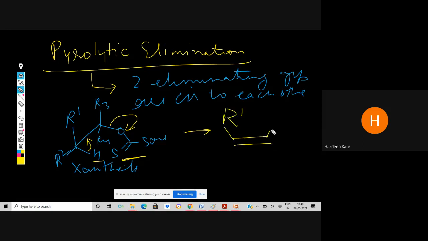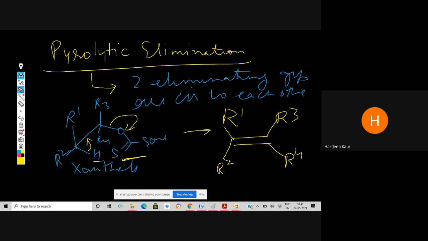So here you can say that conformation of molecule is favored in which two eliminating groups are cis to each other, then only the pyrolytic elimination will take place. ठीक है जी. So in this case, syn elimination takes place. So O conformation ਜਿਹਦੇ ਚ ਦੋ groups ਜਿਹੜੇ ਨੇ, they are syn to each other, that is more favorable, and products are formed corresponding to that conformation.